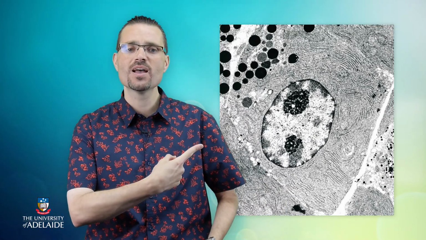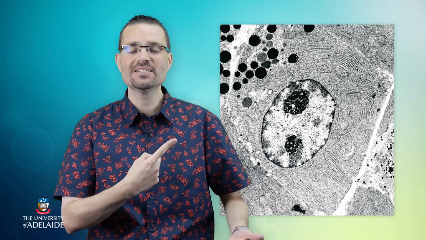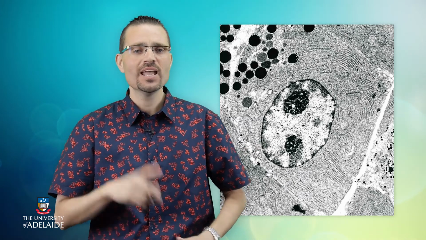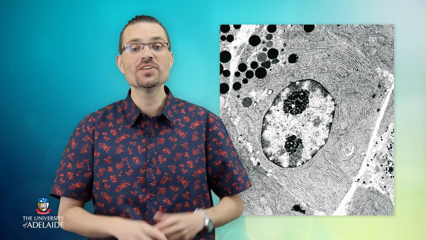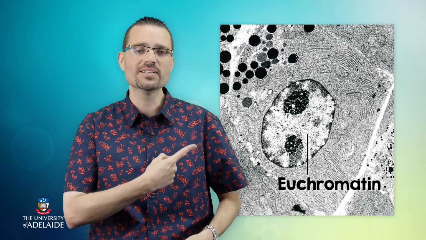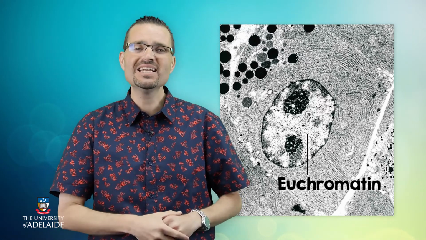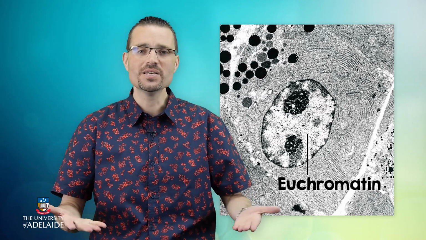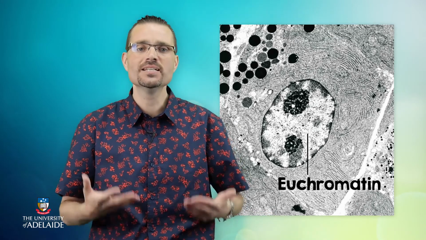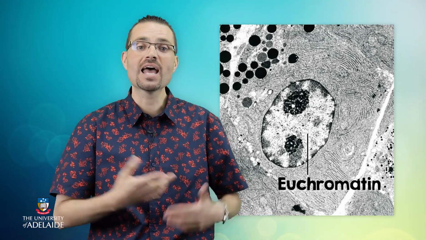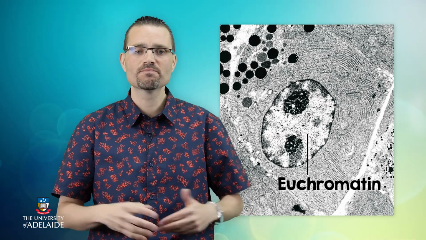Have a look at the following cell nucleus. Does it belong to an active cell or an inactive cell? If you said an active cell, then you'd be correct. Lots of euchromatin is present in this nucleus, meaning that DNA is spread out, genetic information is being read, and proteins are being made. This is the typical appearance of an active cell.